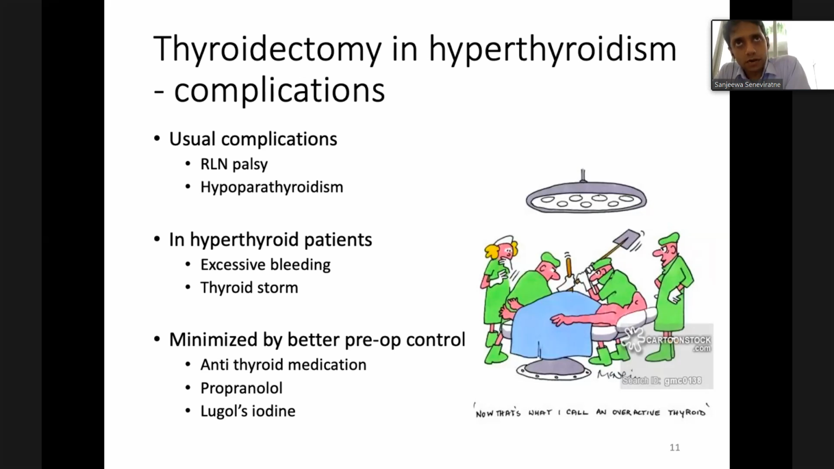However, it is a very rare complication nowadays because we almost always completely control the thyroid status prior to surgery with anti-thyroid medication and sometimes with additional beta blockers. So the combination generally helps us to make almost all patients euthyroid prior to surgery. The risk of thyroid crisis becomes very small. In addition to that, Lugol's iodine is another option, although we don't use it very often these days.